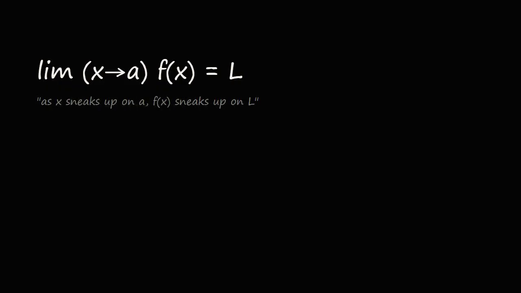A limit describes what a function's output is heading toward as the input gets closer and closer to some value, regardless of what happens exactly at that value. We write it like this: the limit as x approaches a of f of x equals L. Translation: as x sneaks up on a, f of x sneaks up on L.